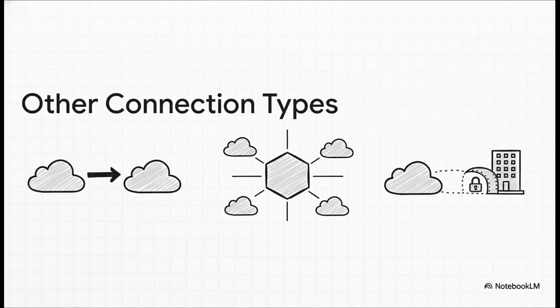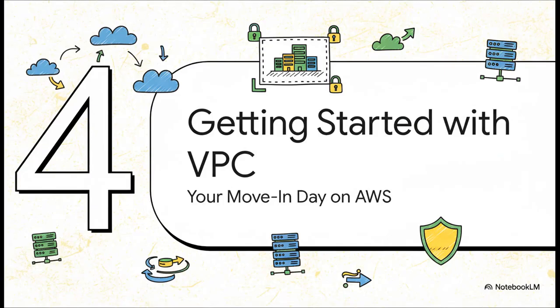And it doesn't even stop there. You can do some really powerful stuff, like you can connect 2 of your private properties together with VPC peering, you can set up a transit gateway to act like a central airport hub for tons of different networks, or you can build a secure tunnel, a VPN, all the way back to your on-premises data center. The flexibility is just incredible. Now, I know this might be sounding a little complicated, but the crazy part is, getting started is actually super easy. So let's talk about what your move-in day on AWS looks like.